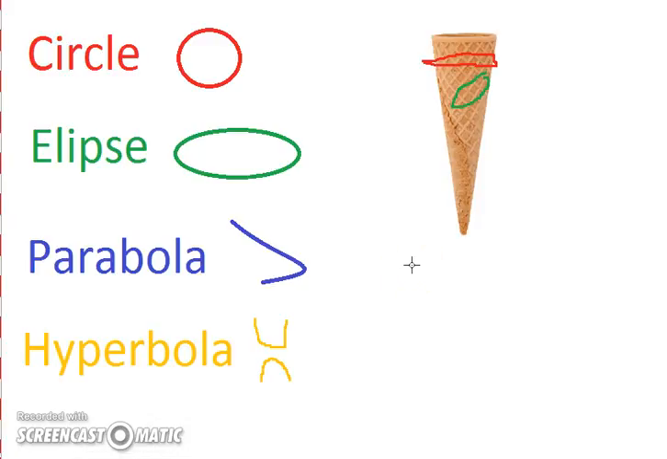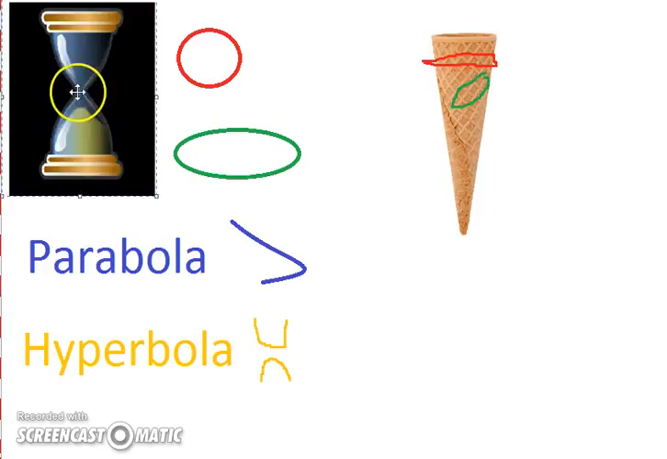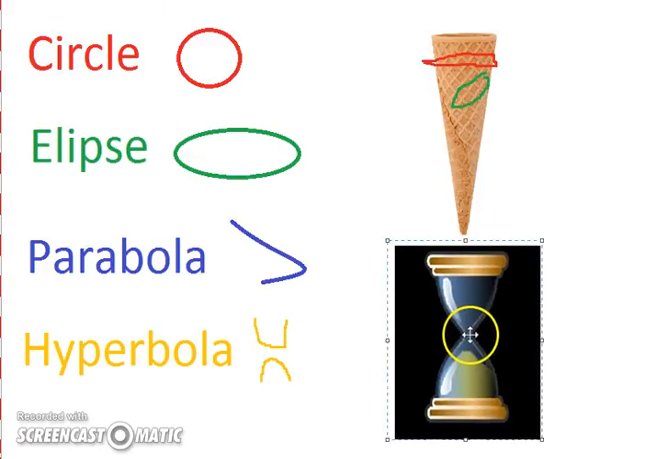You can also see these shapes in things like an hourglass. Let's look at this hourglass here. If I wanted to cut this hourglass and find a parabola, what I would do is kind of make a U shape cut here at the top. And when you were done, what you would get is a U-shaped version of the hourglass, what the hourglass looked like by cutting it like this.